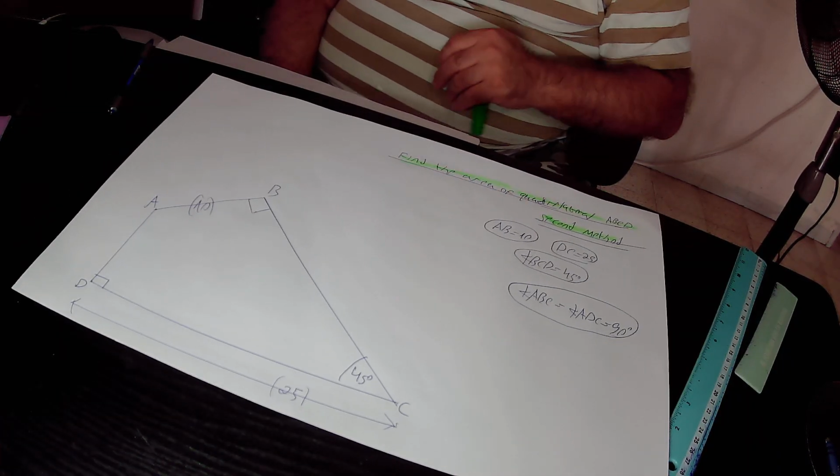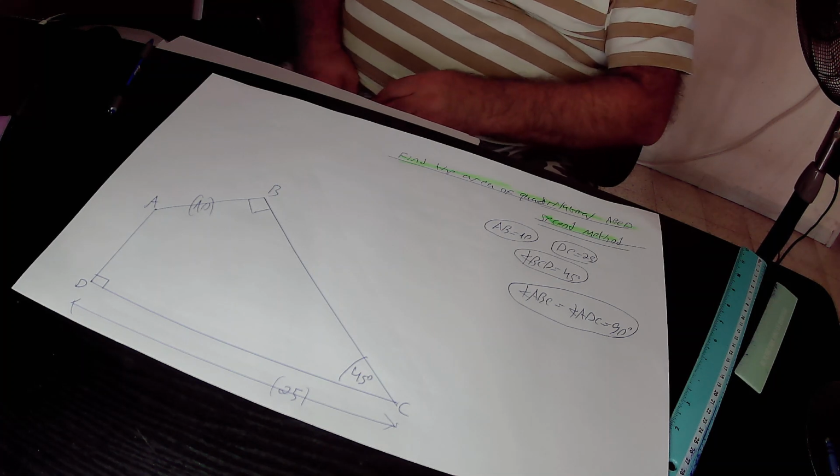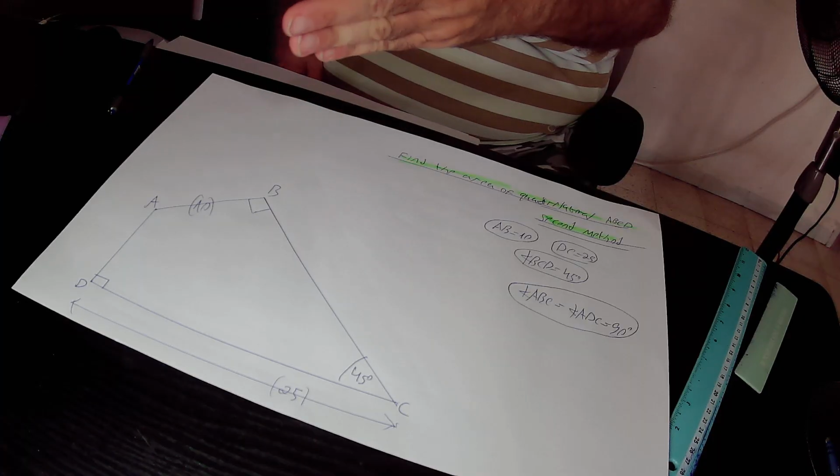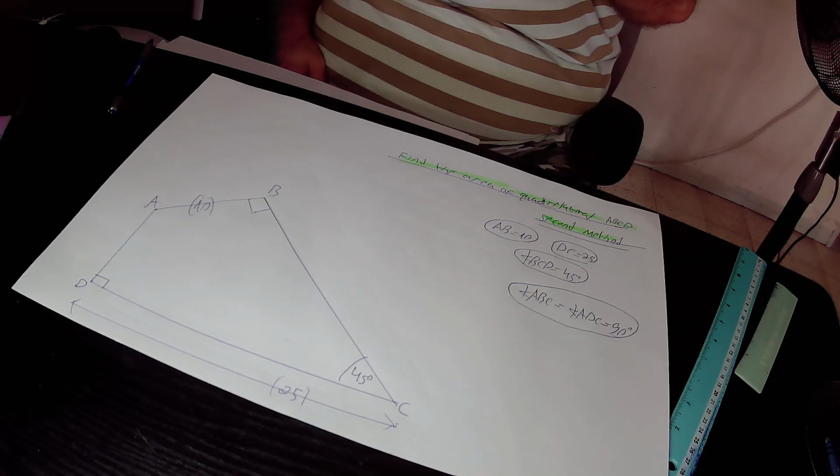In the second method, we will do a construction. That is to say, we'll extend side DA and side CB of this quadrilateral ABCD by a straight line until they touch each other.